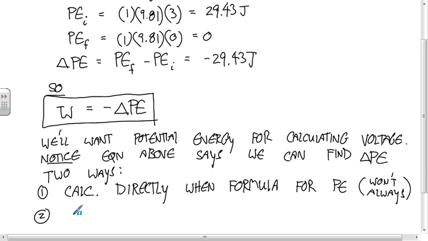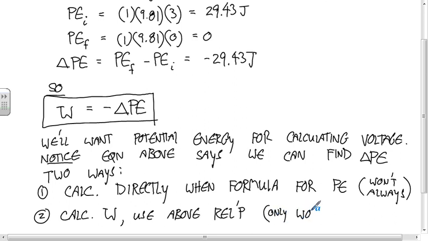Or we can calculate the work and use the above relationship. That only works for us when the force is constant. Okay. Any questions about that?